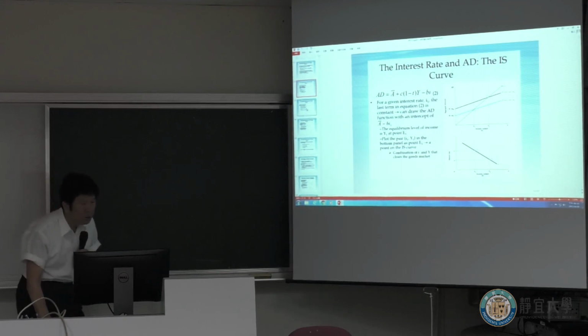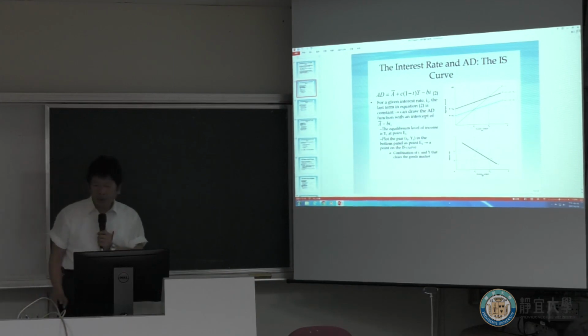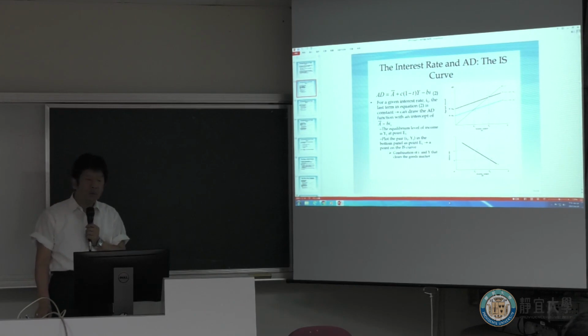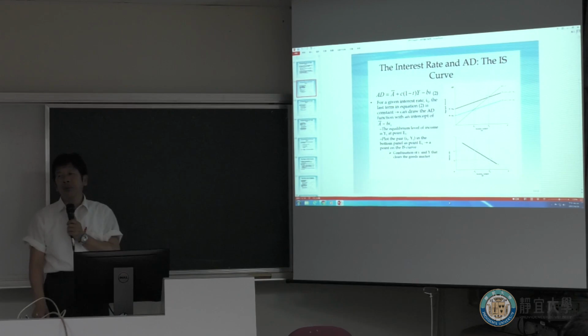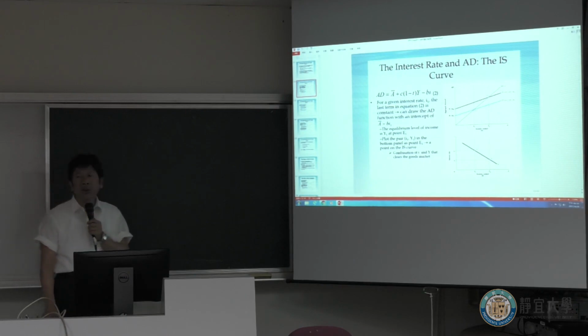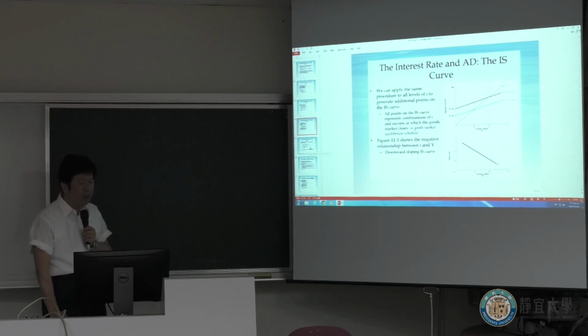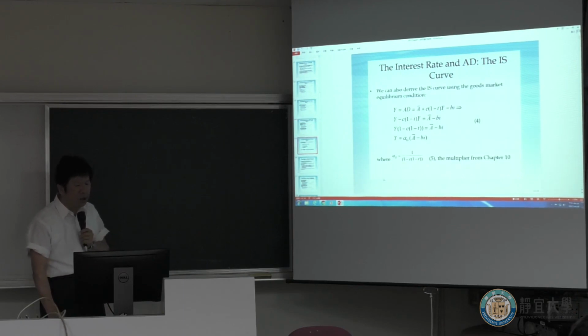And actually, last week I already drew the different styles for the IS curve. There are three styles, and the LM also has three styles. Do you remember? Last week we already mentioned this, okay? So if you don't know, you can go back and see the different figures I drew for you last week, okay? And here we just try to find all the detail.